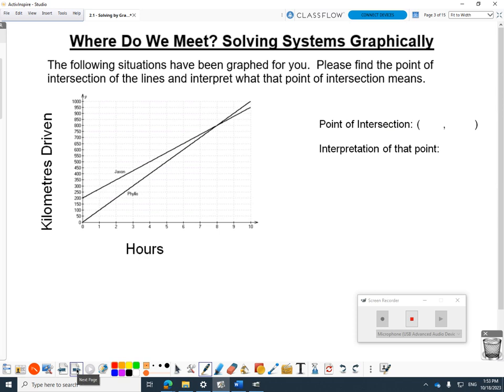Hours, kilometers driven. Jason and Phyllis. Point of intersection. Okay, hopefully that's getting easy. You just go over and you find out where the two lines meet. 8 and 800. Over first, then up. So this is Jason and Phyllis both walking for hours. No, driven. Sorry, I thought it was driving. They're both driving.